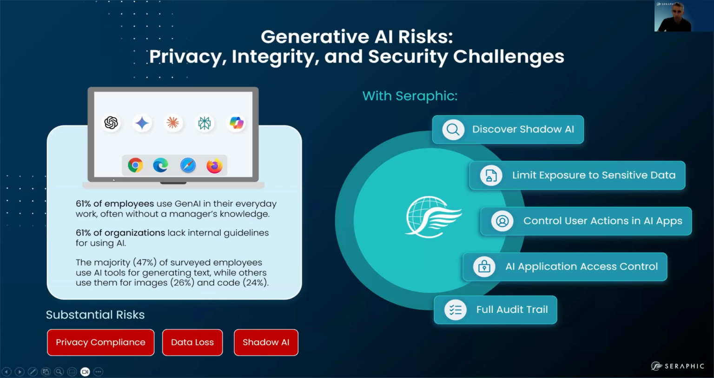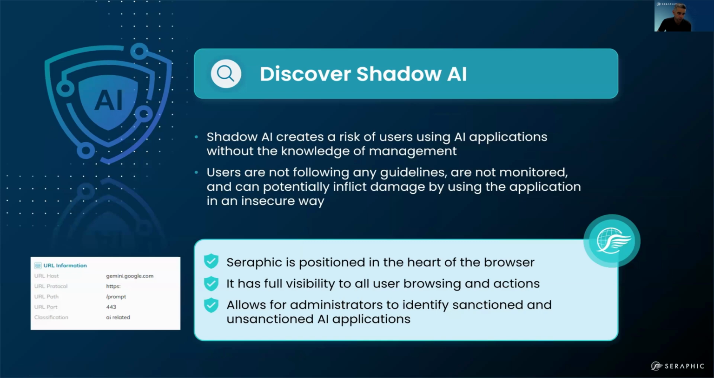When we talk about discovering shadow IT, shadow AI: shadow IT is something companies and organizations have been struggling with for years, and there are solutions targeting it. Specifically when it comes to shadow AI, which is consumed through the browser, it's a hard task to fulfill without being in the right place, without visibility into all browser sessions. The risk of shadow AI is the use of AI applications without the knowledge of management, without the necessary guidelines, and without the ability to control what users can or cannot do when using AI applications.